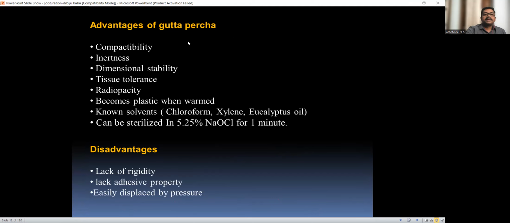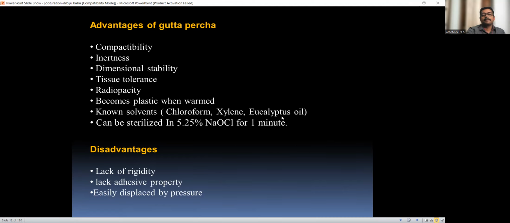Now coming to the advantages of gutta-percha. First one is its compactability. You can easily compact it to fill up the spaces of the root canal, and its inertness, then its dimensional stability, and its tissue tolerance, and its radio opacity. Then it becomes plastic when warm, and it has solvents. So these are the solvents available for gutta-percha: chloroform, cyanide, eucalyptus oil, etc.